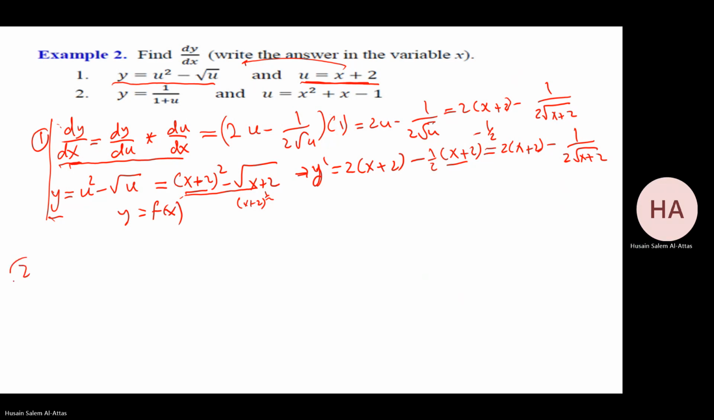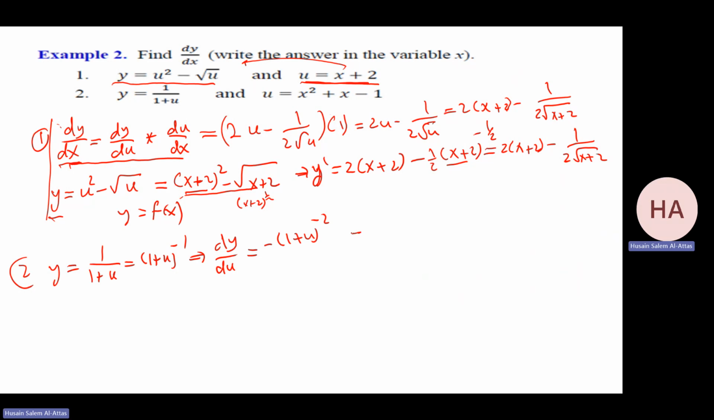Number 2, I'll do it just in Leibniz notation. y equals 1 over 1 plus u, which is (1 plus u) to the power minus 1. So dy by du will be what? Minus (1 plus u) to the power minus 2. And they have du over dx is what? 2x plus 1.